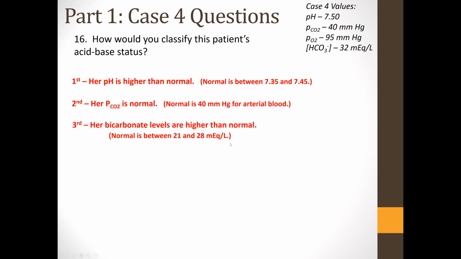Her bicarbonate levels are higher than normal. They should be between 21 and 28, and hers are 32. So when the pH and the bicarbonate levels have the same sort of distortion in the same direction, so if the pH is high and bicarbonate is high, that is an indication that you are looking at metabolic alkalosis.